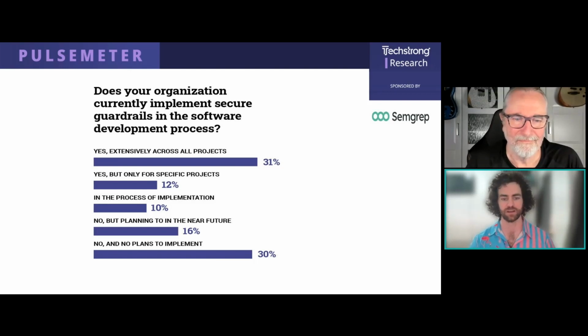And then I would have also expected the "no plans to implement" response to be on the lower side, maybe like 15%. I think that's probably where I would have put that one, somewhere in that range. So yeah, this one was definitely surprising to me.